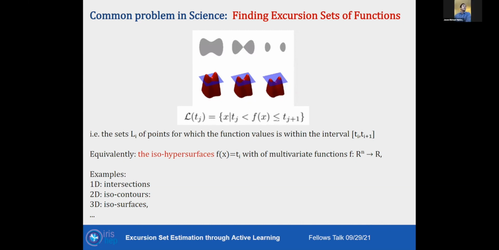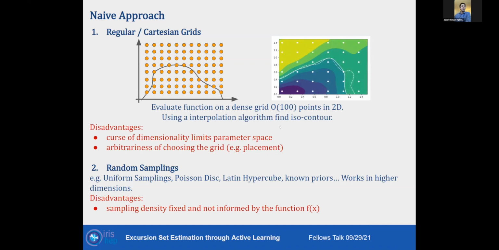So we're interested in finding what the shape of the excursion set is. We want to estimate it. And the naive ways of doing this, or the original ways of doing this, are computationally expensive. You can just take a regular grid and try to find what your excursion set or your contour would be. But that has a problem: the larger the dimension gets, you have O(n^d) runtime, which is very high. And also there's arbitrariness to choosing the grid, so you don't always actually get a good excursion set.